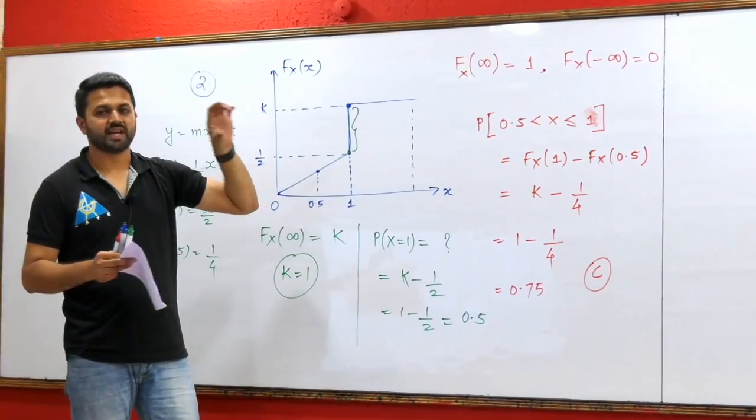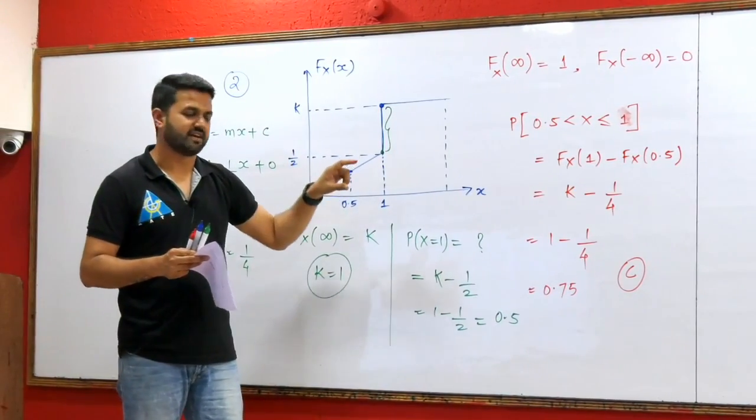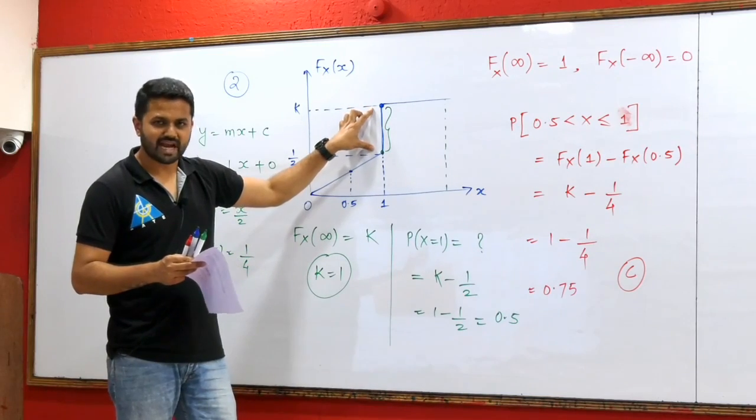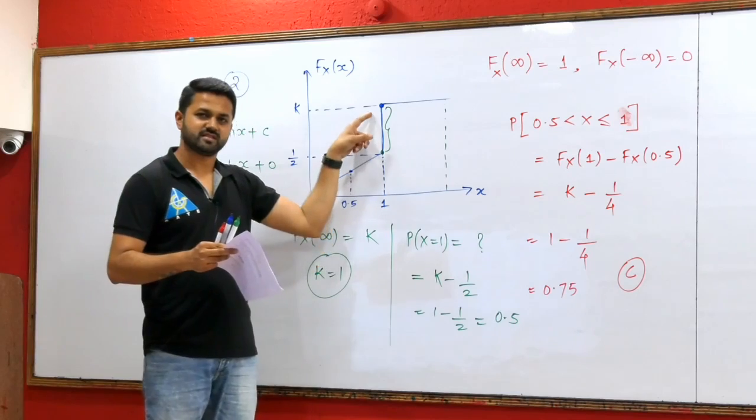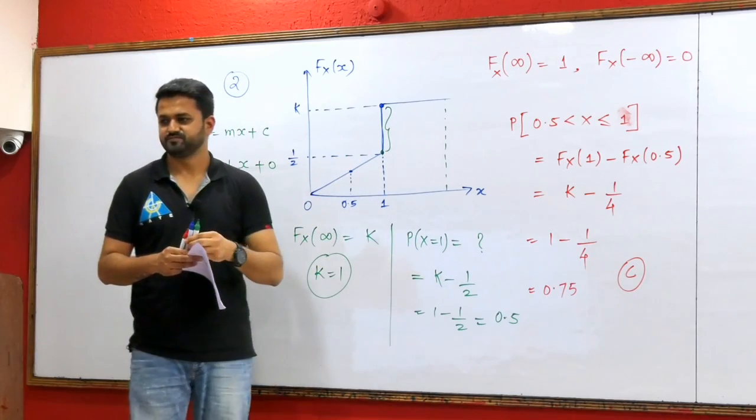Whenever there is a discontinuity in the CDF, the probability at that particular point is the difference between the maximum and the minimum value.